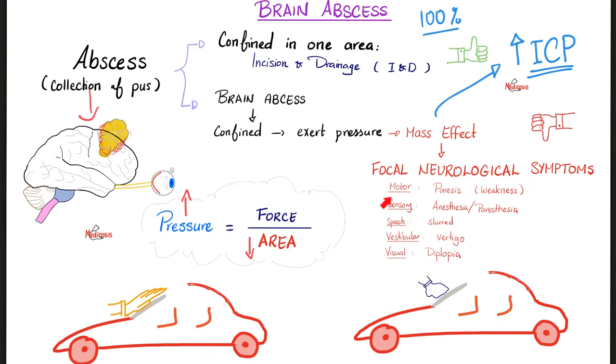You could have some motor deficits such as paresis, which is weakness, or paralysis, which is just you cannot move. Not weak, I just can't move. Sensory, it could be paresthesia, pins and needles, tingling, numbness, etc. Or it could be no sensation, anesthesia. Speech difficulty, slurred speech. Vestibular problems, I am dizzy, I have vertigo. Visual problems, I see double.